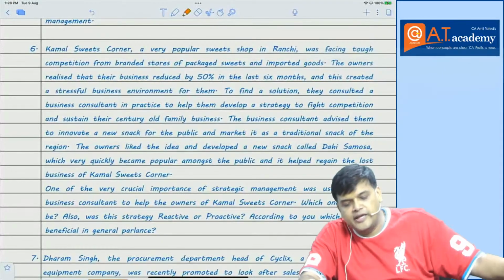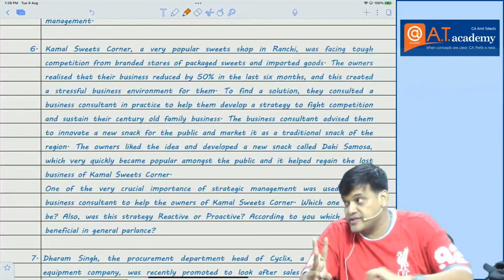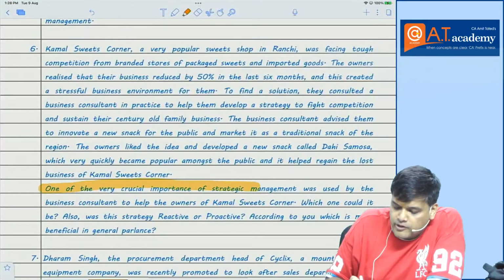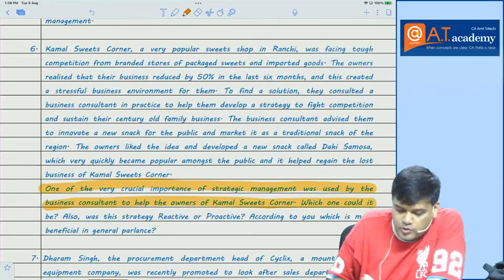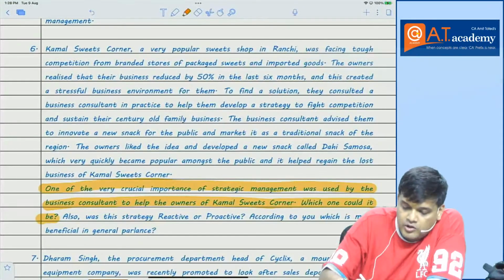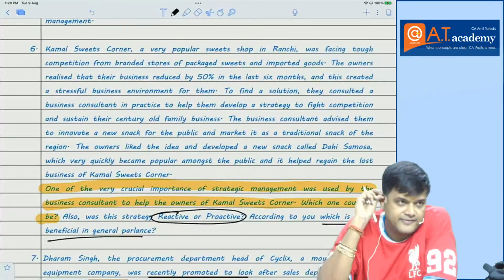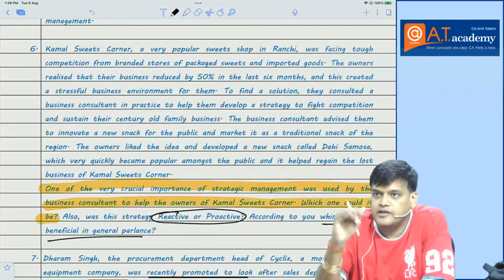So 3 questions are there. One of the very crucial importance of SM was used by a consultant to help the owner of Kamal Sweets. Which one could it be? Also, is the strategy reactive or proactive? According to you, which is more beneficial in general? 3 questions need to be answered in this point.